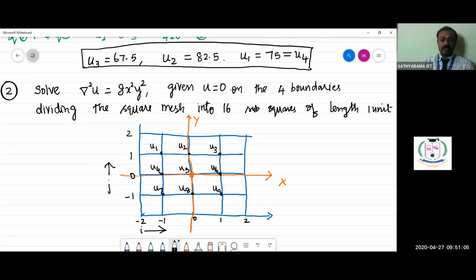We have made this because this function, if you look into it, is symmetric about the x-axis. Because when you replace y by -y, the function does not change. So this is a line of symmetry. When you replace x by -x, the function remains unchanged, so it is symmetric about the y-axis. Also, if you interchange x and y, the function remains unchanged, so it is symmetric about the line y equal to x. It is also symmetric about the line y equal to -x.